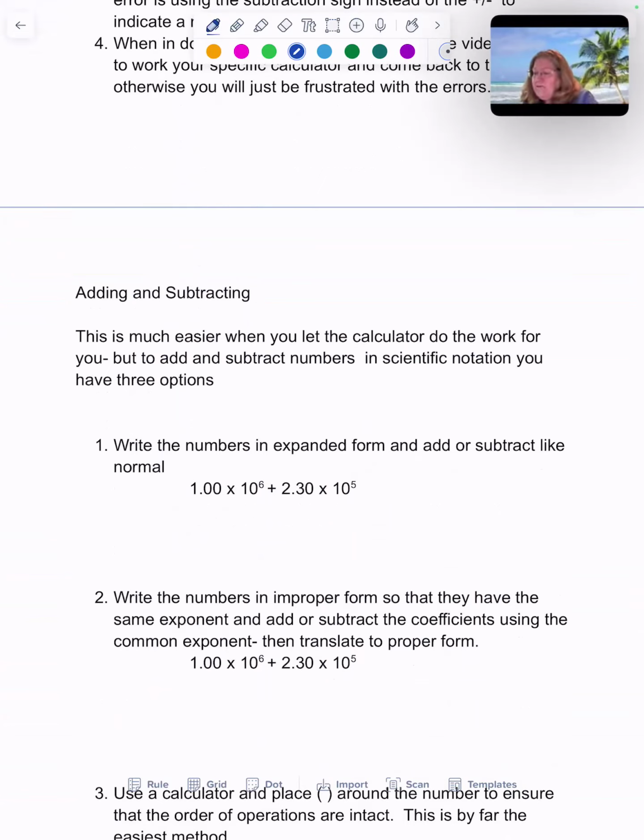So when you're adding or subtracting numbers in scientific notation, it's a lot easier to let the calculator do the work, but you can do this by hand. If I'm going to take two numbers, I can just write them in expanded form and add or subtract them like normal. Well, that's kind of slow, but I could. I could take 1 times 10 to the 6, which would be 1 and then 2, 3, 4, 5, 6 places, plus 2 times 10 to the 5th. So there's 1, 2, 3, 4, 5, and just add these numbers together.